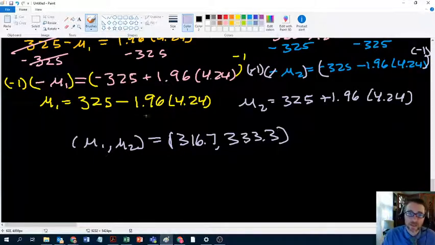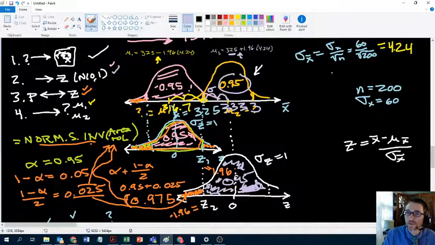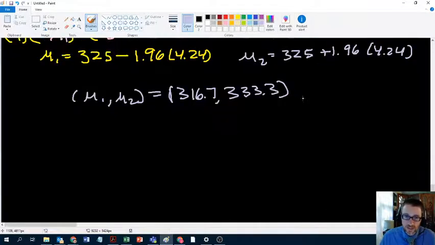If you picked a bigger sample, what would happen is this 4.24, which came from this right here, right? That's 60 over the square root of n. The square root of n would go up, which means this would go down if you increase your sample size. So if you want more certainty, you can ask more people. But for many purposes, just knowing it's somewhere in this region would be sufficient, right?